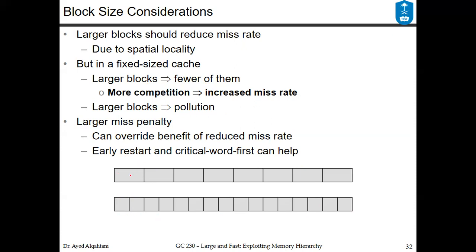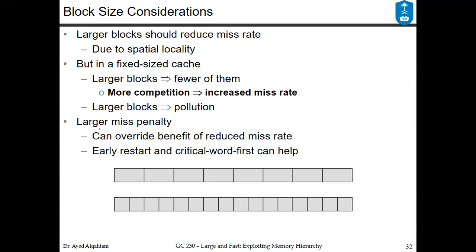Also, a larger block has this problem, which is called dilution. Since there is a large block, most likely it might have this problem, and you have to get the value again and put it in the cache.